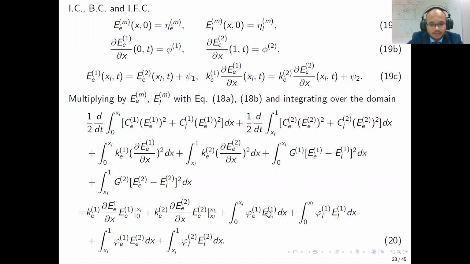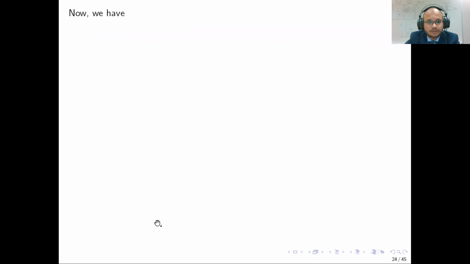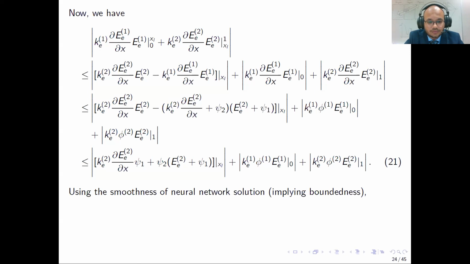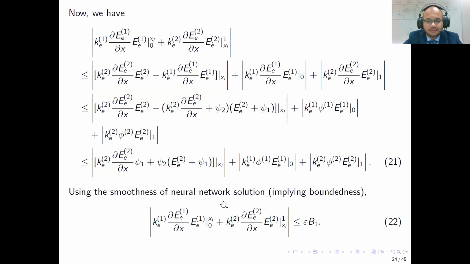And now what we try to do is, first of all, get a bound for the interface term right here, which is shown here. The neural net solution is smooth, and we are considering a closed interval. According to the extreme value theorem, that implies this term is bounded, and we can safely assume that the interface term is bounded by a small number times some constant here.